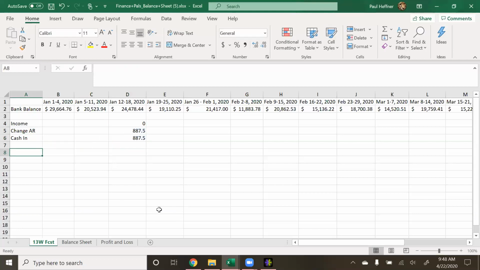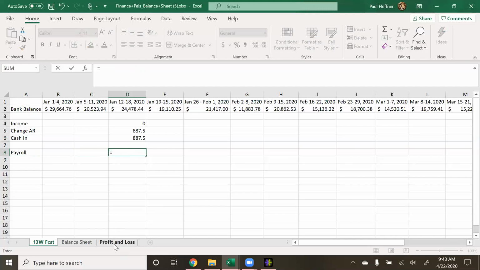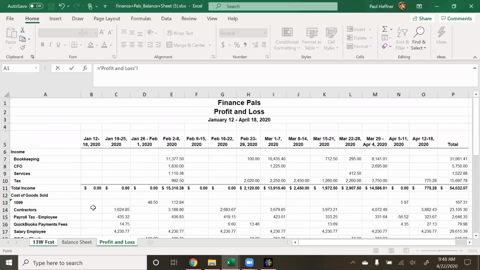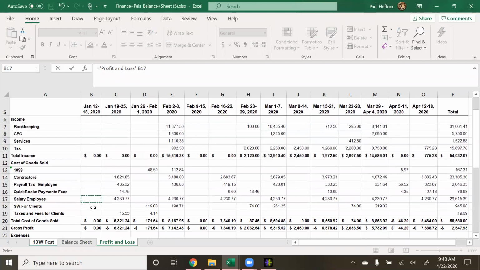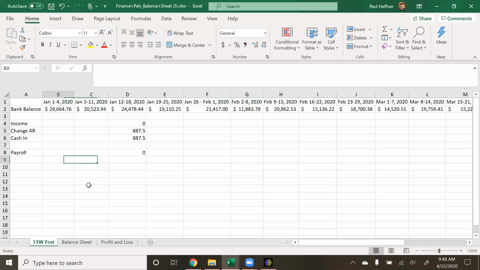Okay, and now we'll do our cash out. Usually payroll is the biggest one of these. We'll just start on this week. So our payroll for the 12th is going to come from this line. Ours is called salary employee, and then we could also have the payroll tax as well. So that's our payroll cost. Like I said, we could separate it out, but we don't need to.